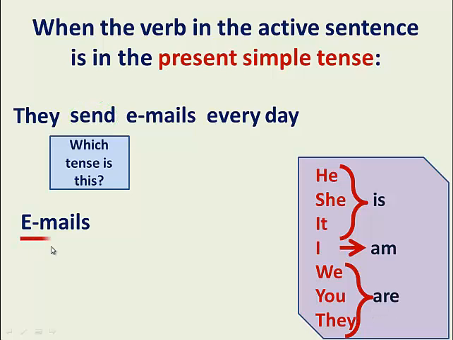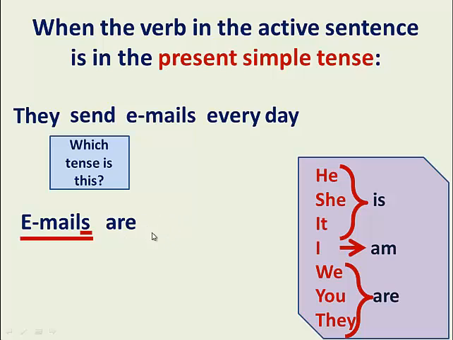Emails is a subject which is in the plural form. That's why we have the S marker here. So emails can be replaced by the pronoun they. That's why we use are. Emails are. So this is the first part of the verb in the passive voice.